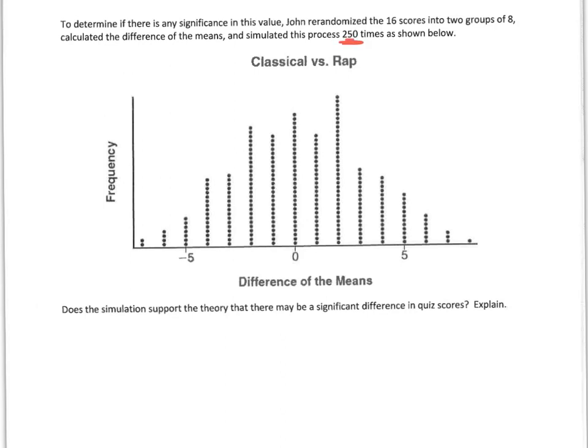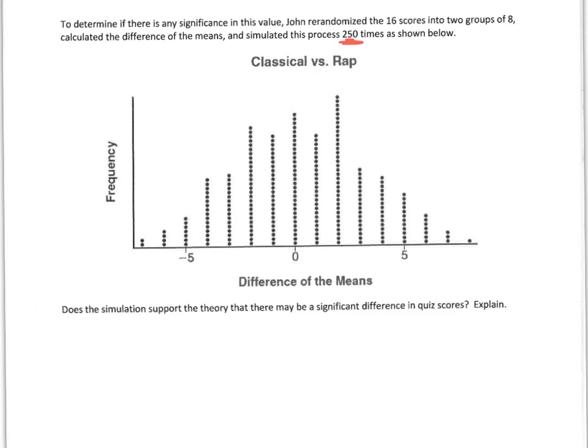Okay, so that means that there's going to be a total of 250 dots because he did 250 simulations. Now what we want to do is figure out if a difference of 7, which if this is 5, here's 6, here's 7, of 7 or anything even more extreme than 7, so 7 or greater, is a significant difference, if it occurs so infrequently that it was due to the type of music they were playing. All right, so let's figure it out.